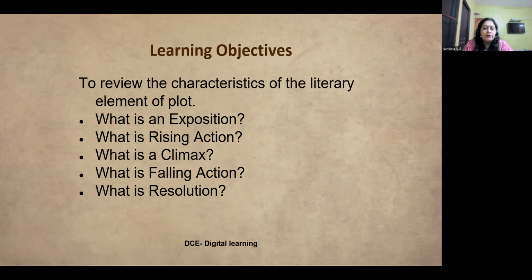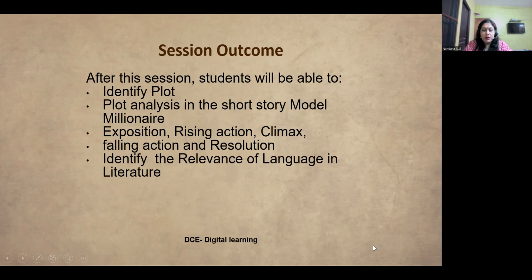First, we shall be going in this order. What is an exposition? What is a rising action? What is climax? What is falling action? And what is resolution? So, session outcome: at the end of the session, the students will be able to identify plot analysis in the short story The Model Millionaire. They will also be able to identify the exposition, rising action, climax, falling action and resolution, and identify the relevance of language and literature.